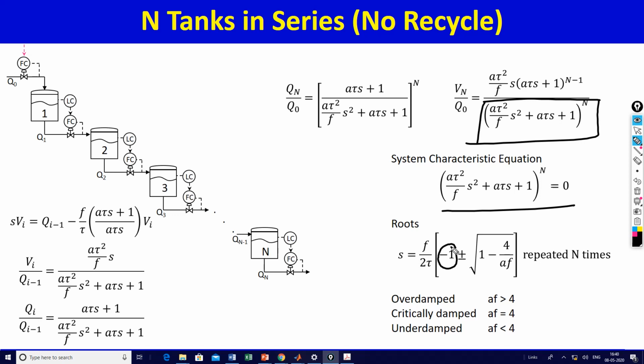The response may be overdamped, critically damped, or underdamped depending on whether AF is greater than 4 for overdamped, AF is equal to 4 for critically damped, and AF is less than 4 for underdamped. Because if AF is less than 4, the negative term is greater than 1, the term under the radical is negative and you get plus minus I square root. So underdamping means you can have oscillations.